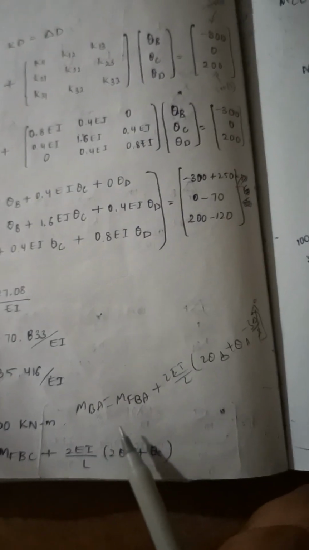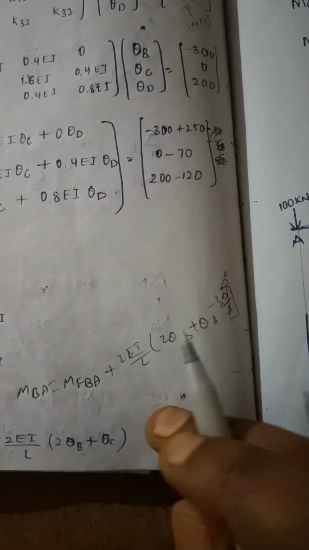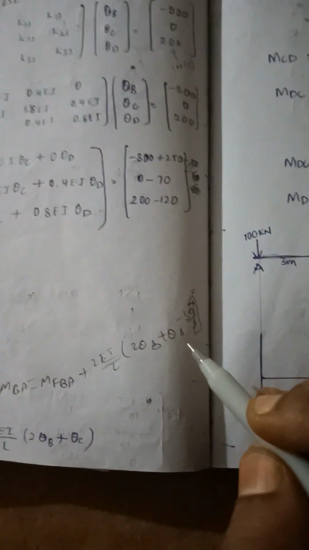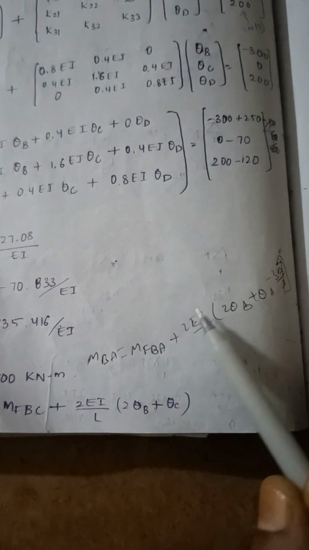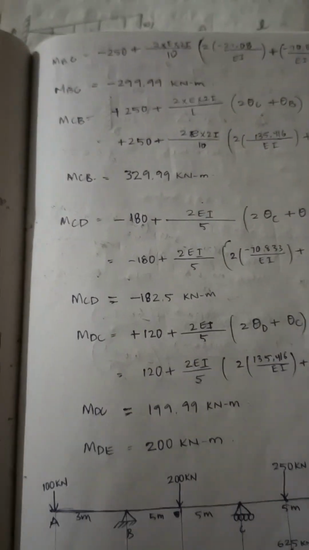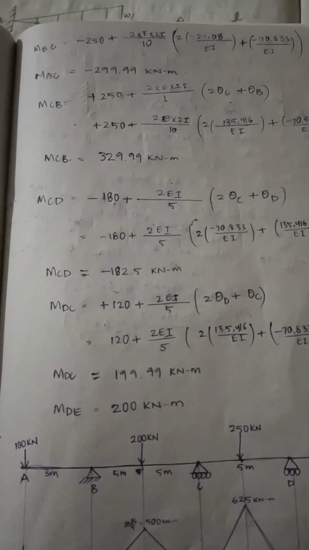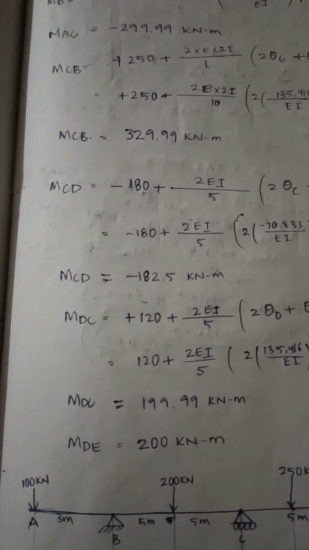To find MBA the formula is MBA equal to MFBA plus 2EI by L into 2 theta B plus theta A minus 3 delta by L. Delta is taken as 0 everywhere here because there is no sinking for any support. So if you solve it, you will get 300. Similarly, MBC, MCB, MCD, MDC and MDE, everything you can calculate, and you can draw the bending moment diagram also after finding the final end moments.